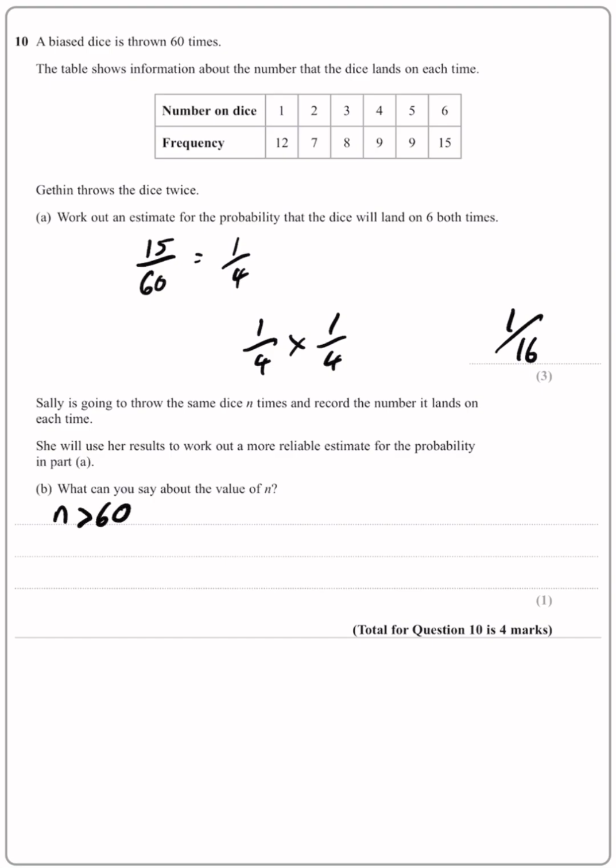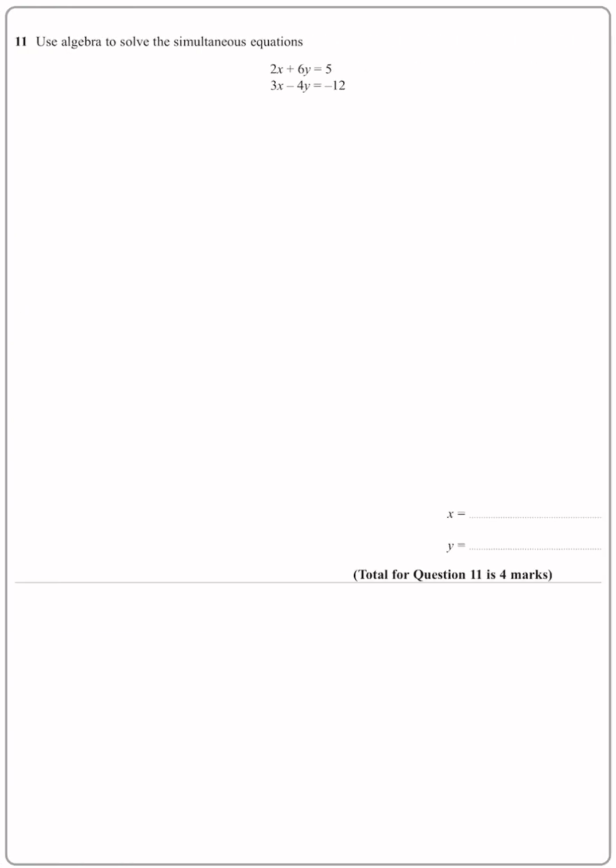For this to be true, well, n must be greater than 60. For it to be more valid, we need to have had more attempts.